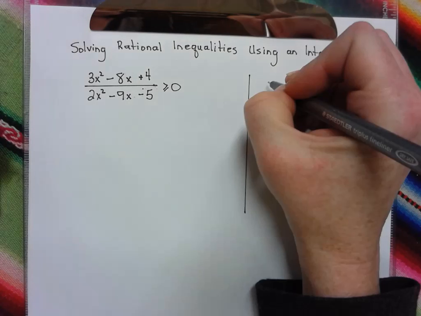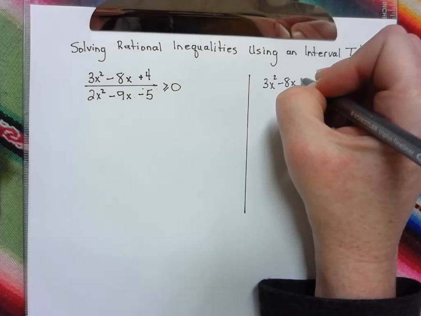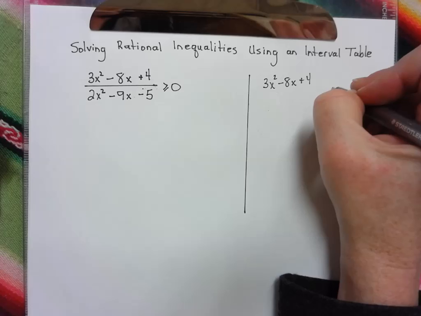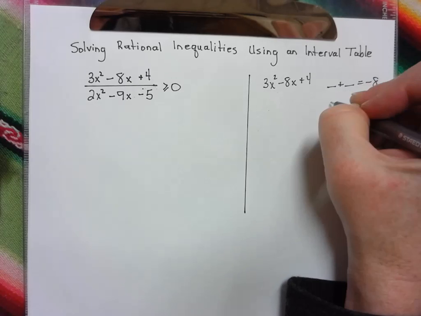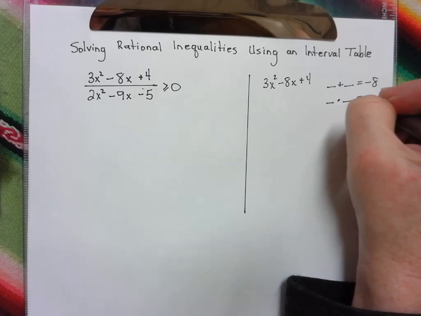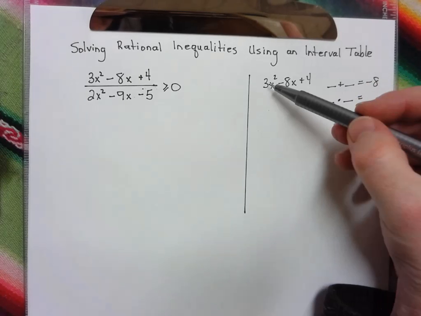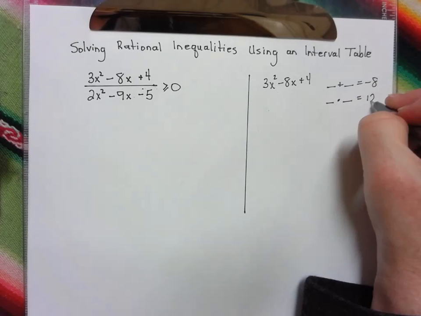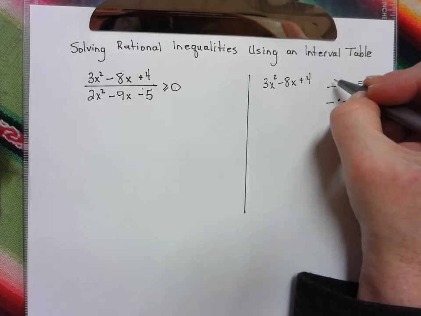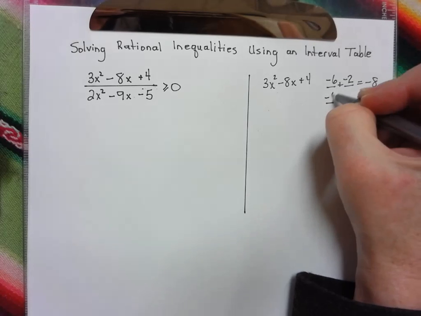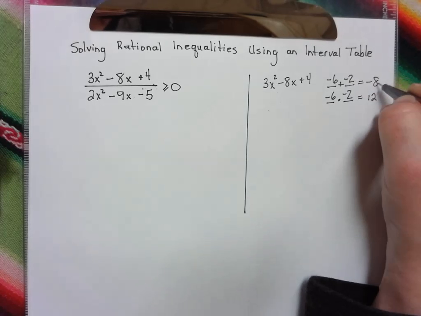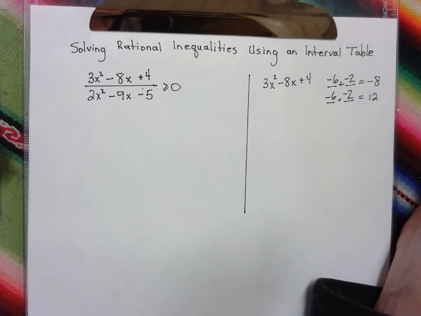So if we take our numerator, 3x squared minus 8x plus 4, and we want to factor it, we need two numbers that add up to equal -8, and those same two numbers need to multiply to equal 3 times 4, which is 12. So those two numbers are going to be -6 and -2. -6 plus -2 is -8, and -6 times -2 is 12.